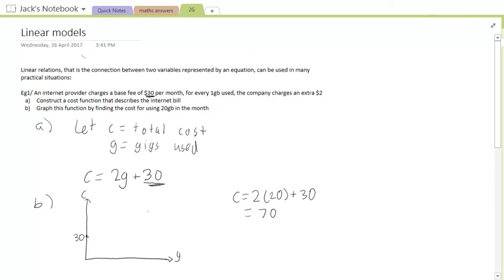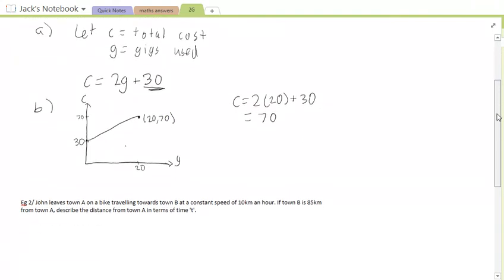Okay, so at 20 gigabytes, this is 20, and we make that 70 approximately here. Then using a ruler, you'd link these two points up because it's increasing at a fixed rate. So that would be 20 and 70. Okay, fantastic. Alright, so that's how you do that.